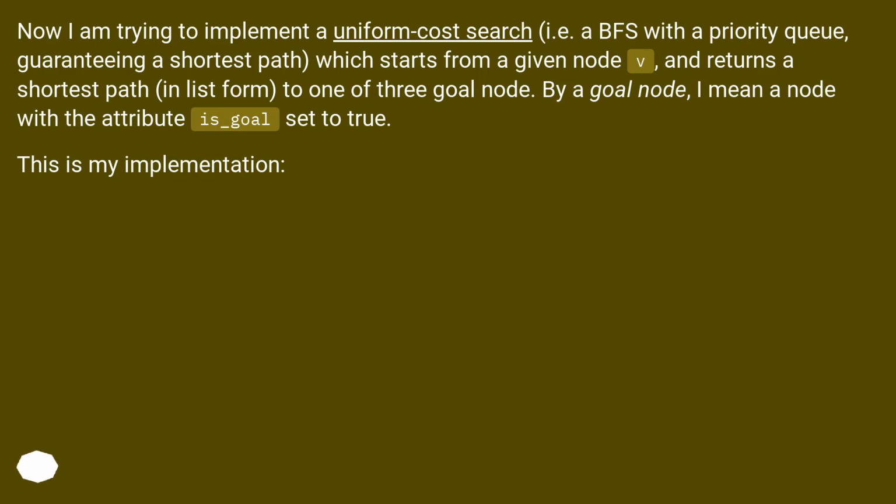Now I am trying to implement a uniform cost search, i.e. a BFS with a priority queue, guaranteeing a shortest path, which starts from a given node V and returns a shortest path, in list form, to one of three goal nodes. By a goal node, I mean a node with the attribute is_goal set to true. This is my implementation.